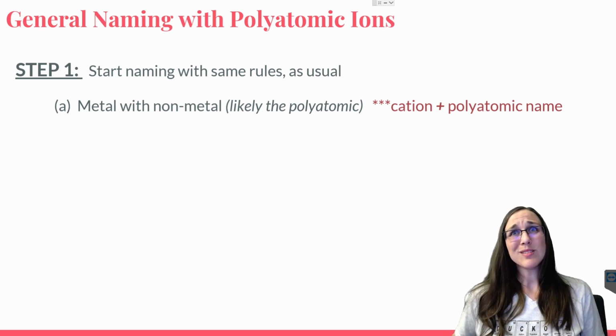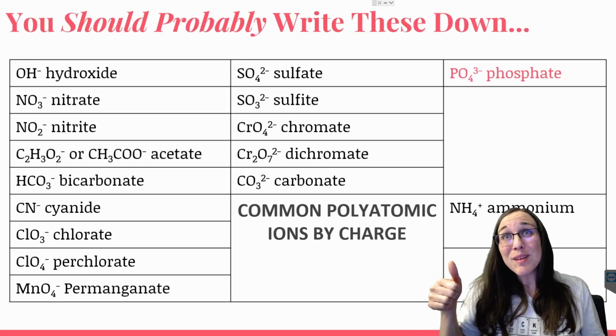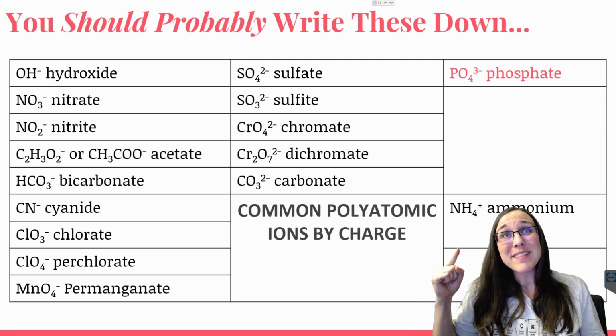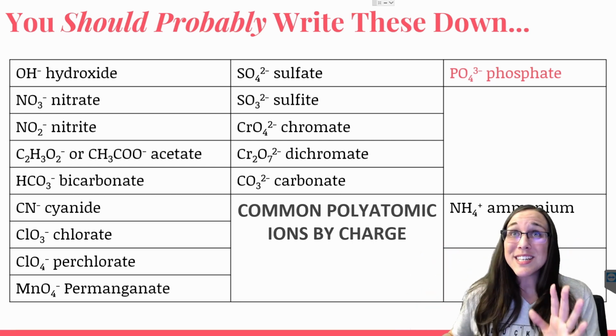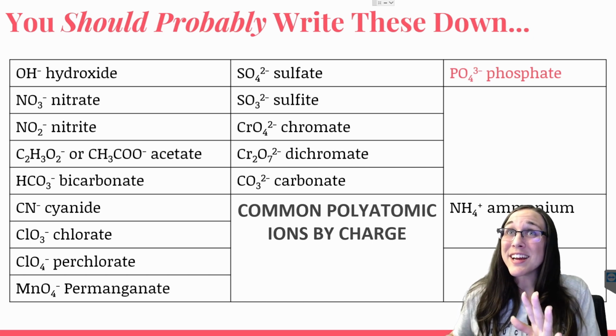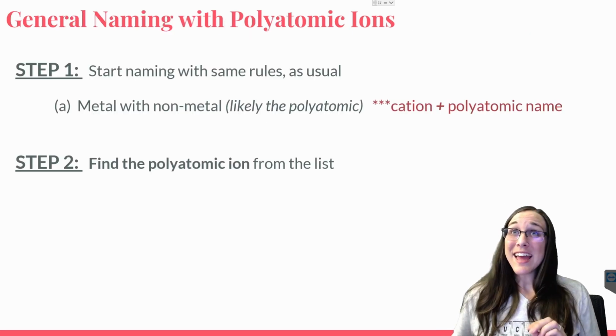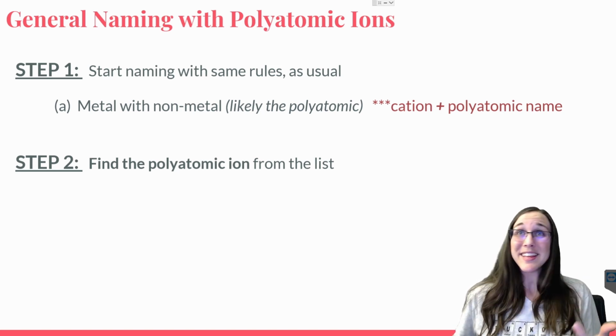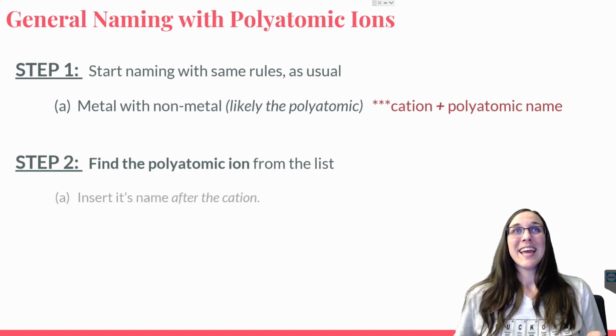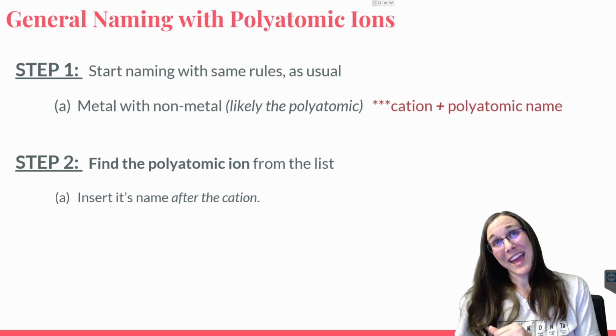And where did we get those names from? Well, gee, I gave them to you here because you need to write them down. These are the names you're going to use for the polyatomic ions. So no, seriously, pause the video here and write these down. Then step 2 would be to find the polyatomic ion from that nifty little list you wrote down and insert the name after the cation's name.